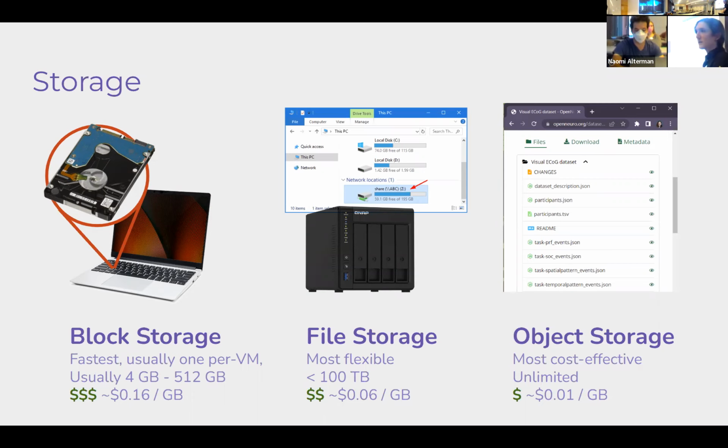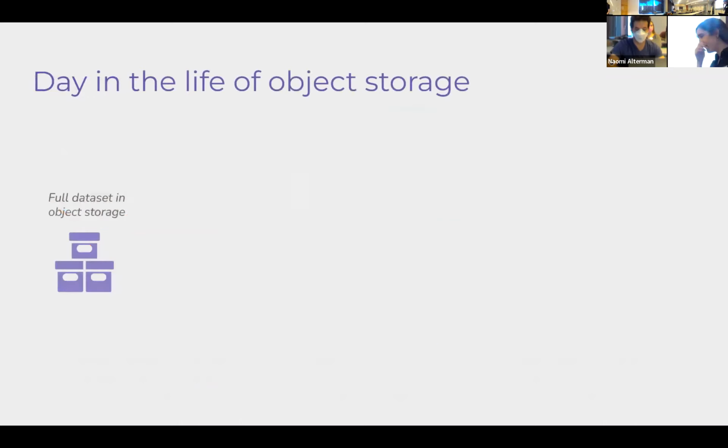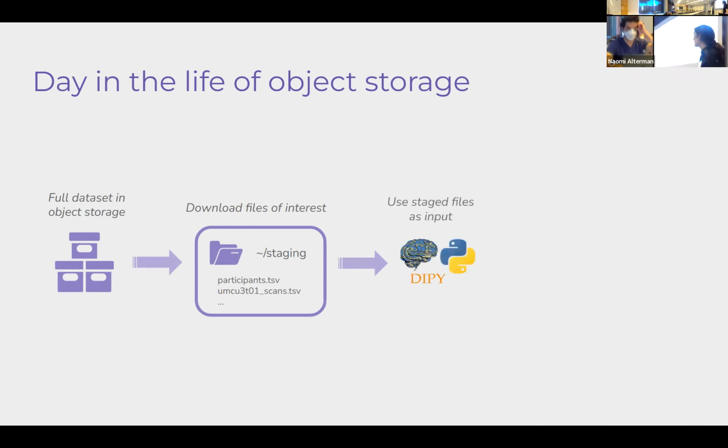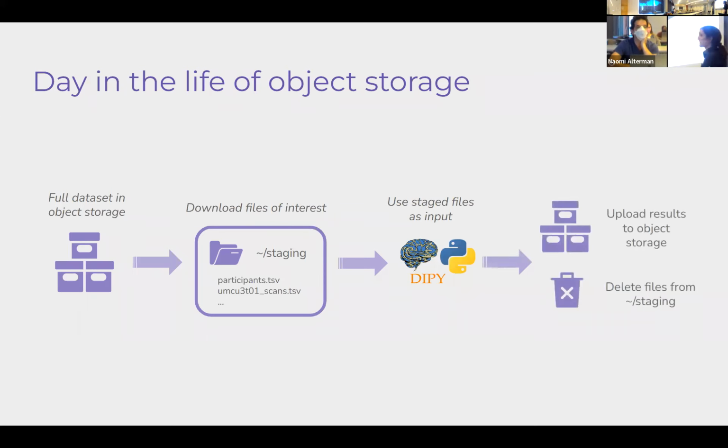So when we talk about storage in the cloud, we're thinking about these three different types of storage. In practice, most of the data sets we'll use are going to be in object storage, whether we've created those data sets or whether we're using ones that others have uploaded for us. What that's going to look like when we're doing our work is that we'll start with a full data set that's in object storage. We'll download the files that we're interested in. We'll stage them into a folder in our virtual machine or on our laptop. We'll run our Python scripts, do the things we want, get our outputs from that. And then we'll upload the results back to object storage and delete everything in our staging folder.